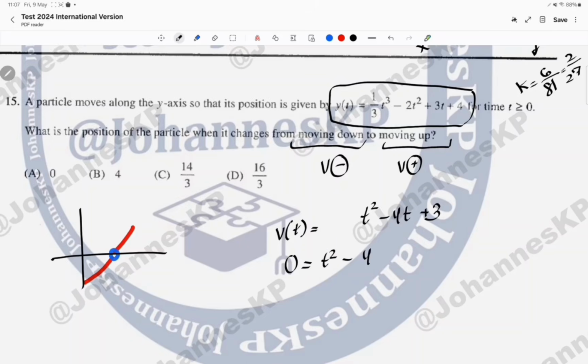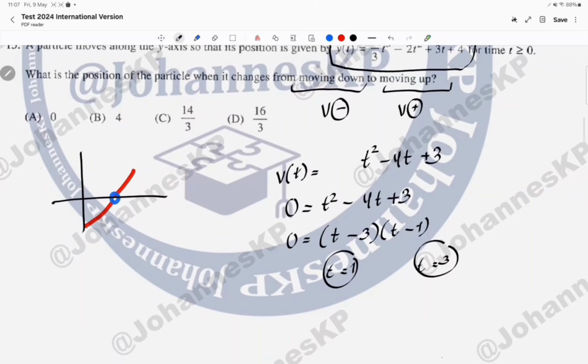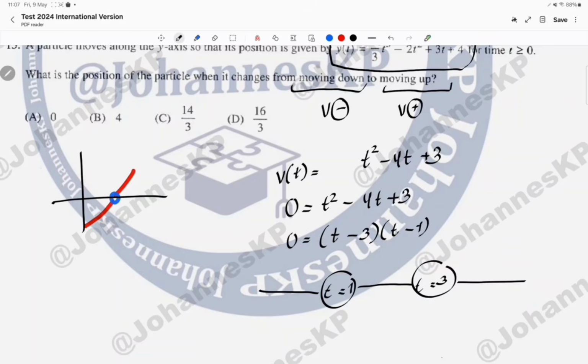See at what time the velocity will become 0. So t minus 3, t minus 1. So either t is 1 or t is 3. Okay. Now we should check the signs of the velocity to see when it's going from negative to positive. So plug in here a time of, I would say, half. Plug in here a time of 2. Plug in here a time of 10.